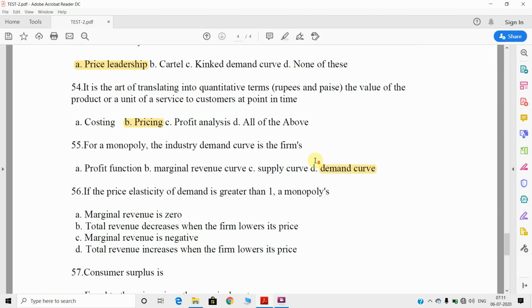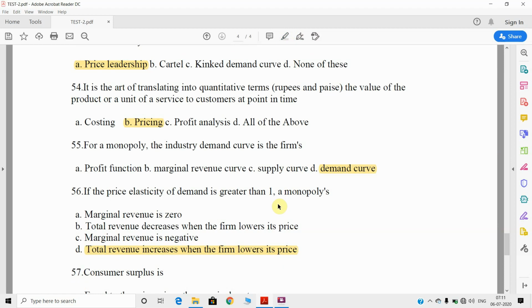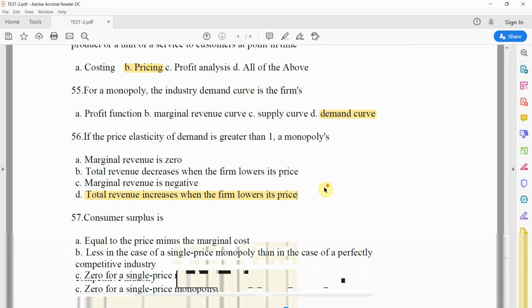Then next, 56: if the price elasticity of demand is greater than 1 in a monopoly, the total revenue increases when the firm lowers its price. If in case of monopoly there is an indirect relationship between price and quantity demanded, then total revenue increases when the firm lowers its price, right?